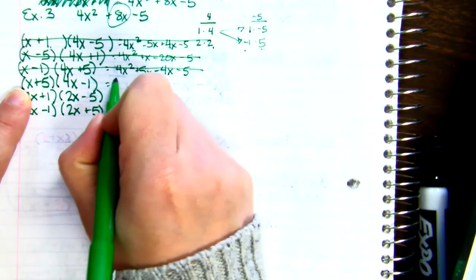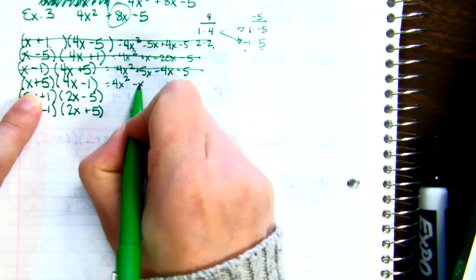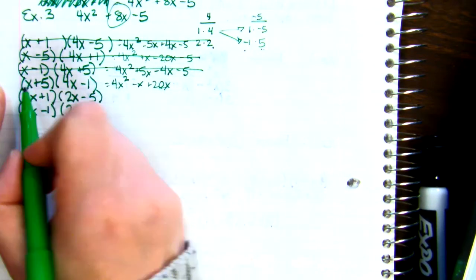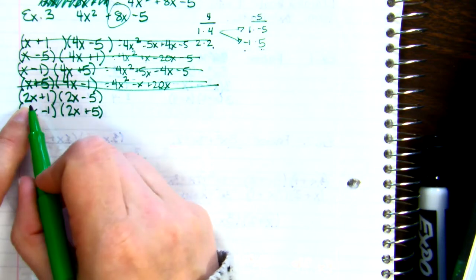X and 4x make 4x squared. Outside is negative x. Inside is plus 20x. I'm going to stop there. I can see that that's obviously not 8. Oops. So let's start with the 2x's.